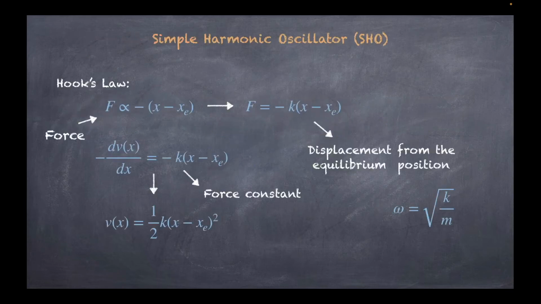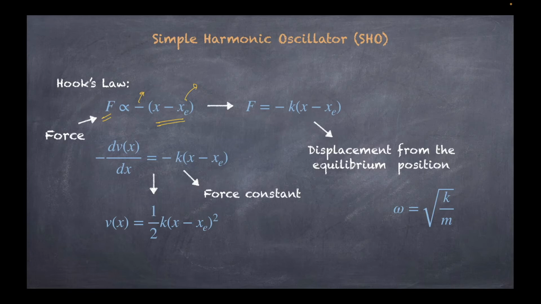So first let's recapitulate the basics of simple harmonic oscillator. So we know the simple harmonic oscillator, or in short SHO, follows Hooke's law. That means force is proportional to displacement. Here F is the force and x minus xc is the displacement from the equilibrium position. Here xc is the equilibrium position. Here the minus sign is very important because it tells us that it is a kind of restoring force. That means if you go further away from the equilibrium position, then the force will be higher and it will pull you back to the equilibrium position.